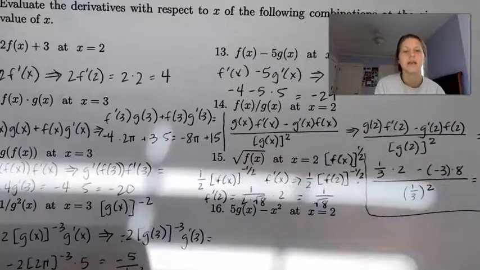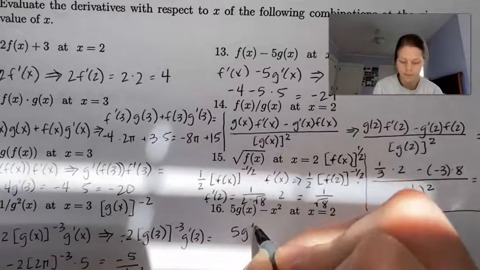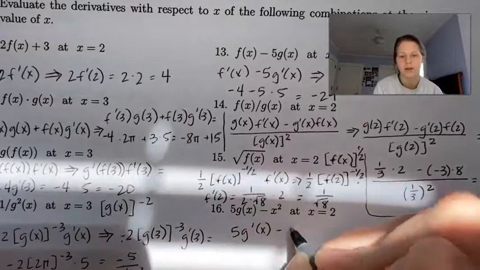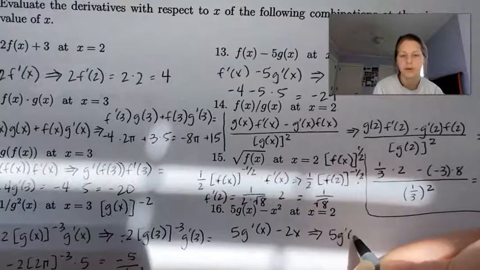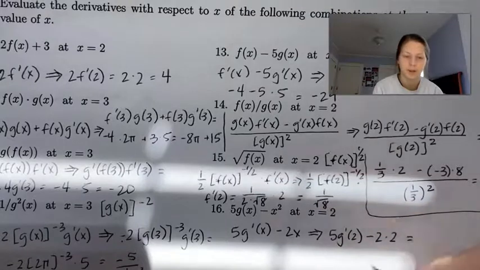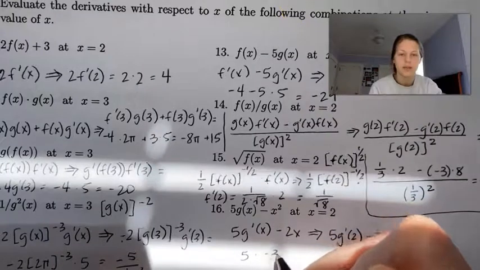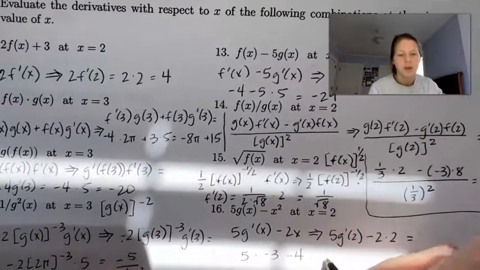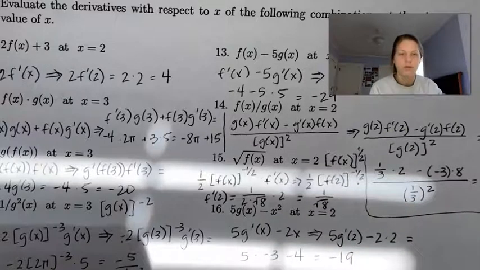So now for 16, the last question on the front page of the worksheet. First we'll take the derivative. It's just a simple derivative again, so 5 times g prime of x minus 2x. Then we'll plug in the 2: 5 times g prime of 2 minus 2 times 2. We'll plug in whatever g prime of 2 is in the table, which you can't see right now, but g prime of 2 is -3. And then the final answer is 5 times -3 minus 4, and we get -19.